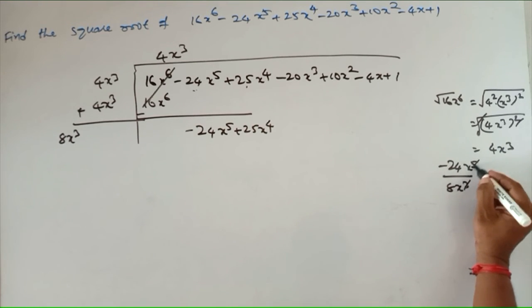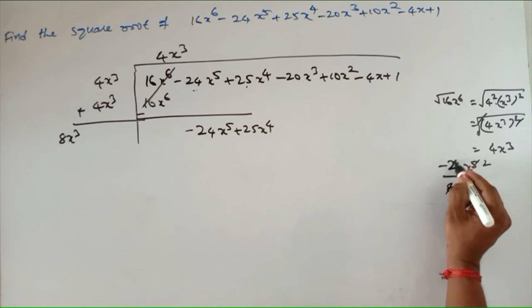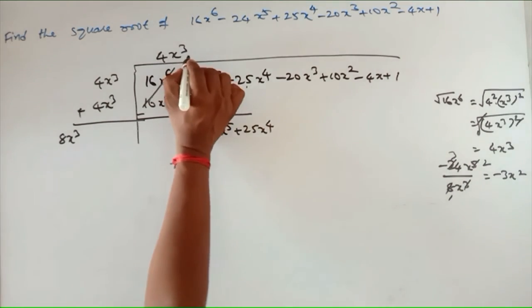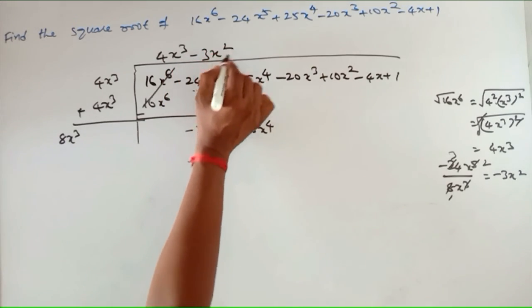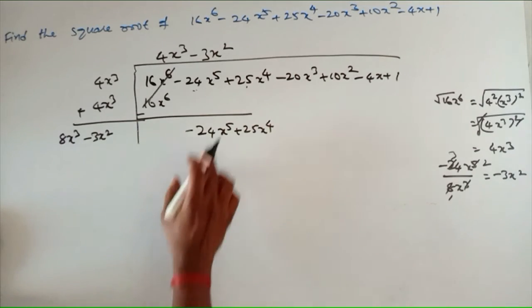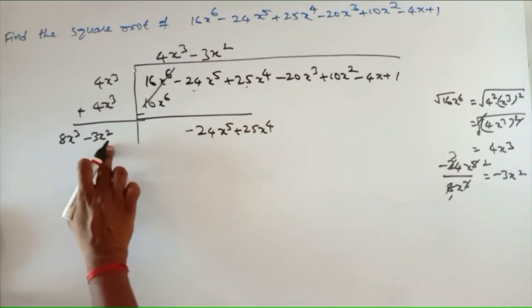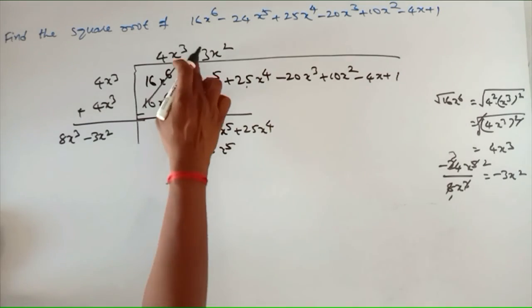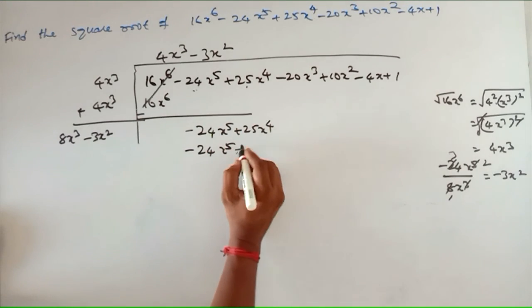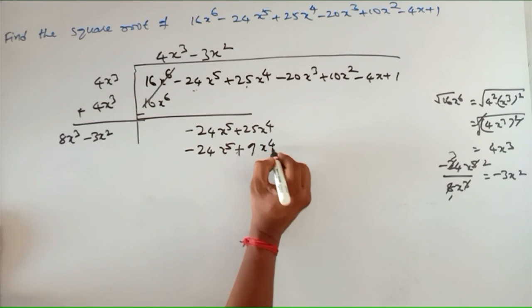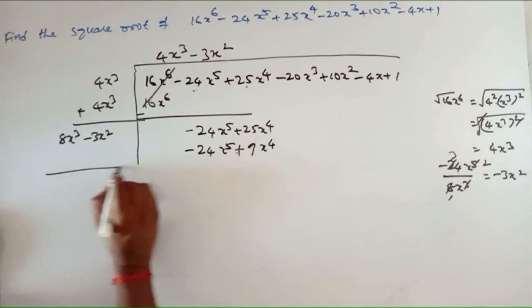So x cube, x cube gone means x square, 8 3s are 24. That is minus 3x square. So I am writing minus 3x square here and minus 3x square. Now multiply this total term by minus 3x square. I am going to get minus 24 x to the power of 5. Minus into minus is plus, 3 3s are 9, x to the power of 4. x square into x square is x to the power of 4.